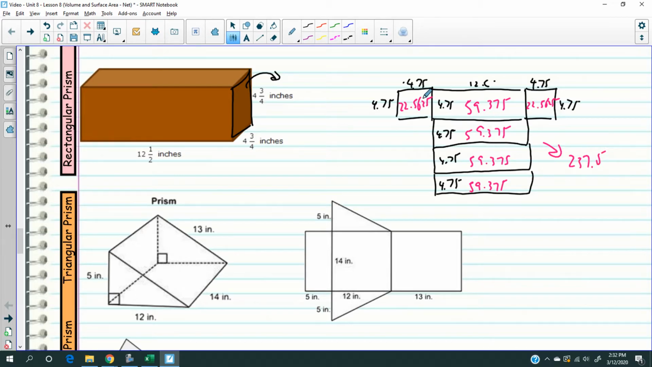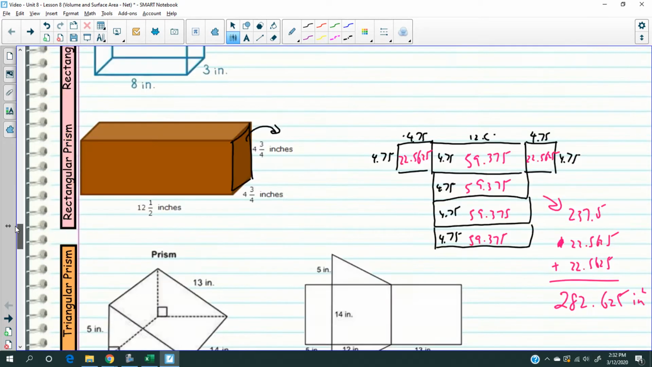So I'm gonna add 22.5625, and I'm gonna do it one more time. 22.5625 plus another 22.5625. That's 282.625. What is that? Square inches. Okay, that's how you do it.